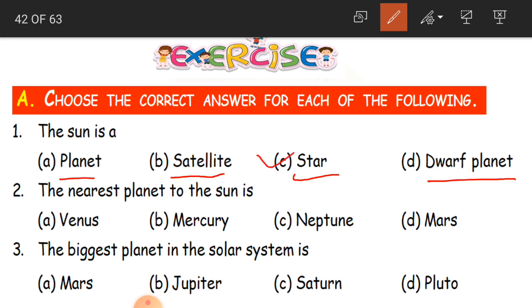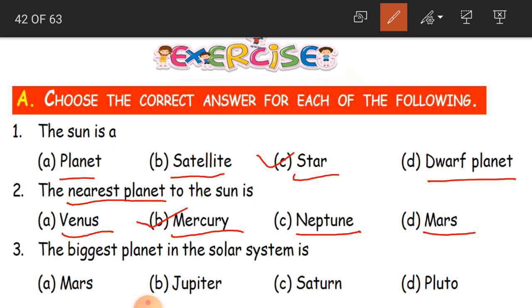Okay children? Now the second one, the nearest planet to the sun is. Is it Venus, Mercury, Neptune or Mars? So the nearest planet to the sun is Mercury. Okay children, which is very near to the sun.